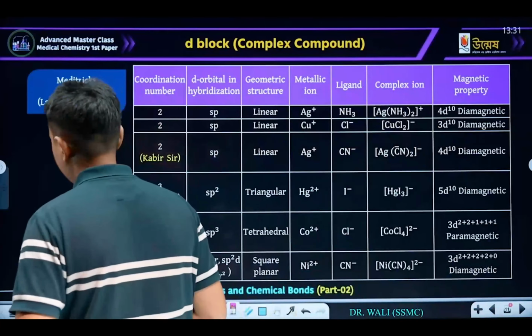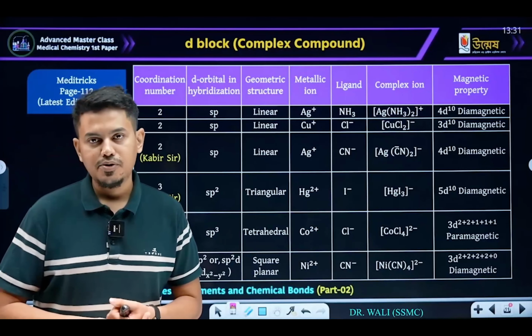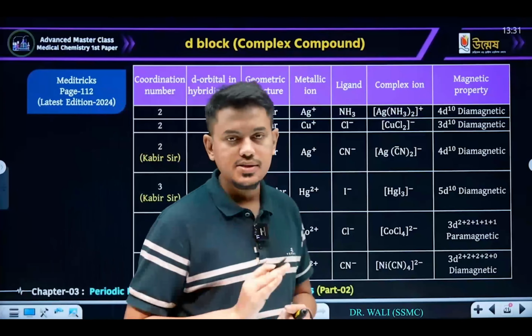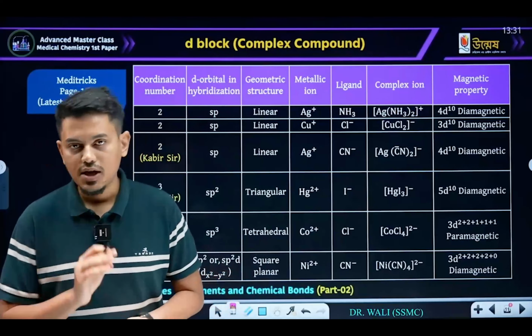Here we get some information regarding complex compounds. What can be found in our admission test regarding complex compound? In complex compound, we may get questions regarding the hybridization. We may find questions regarding the shape of the compound as well as the coordination number of the compound.